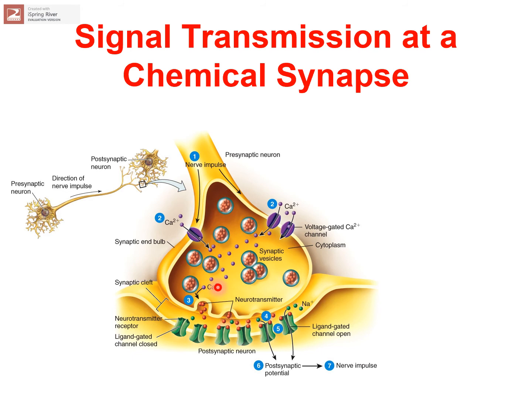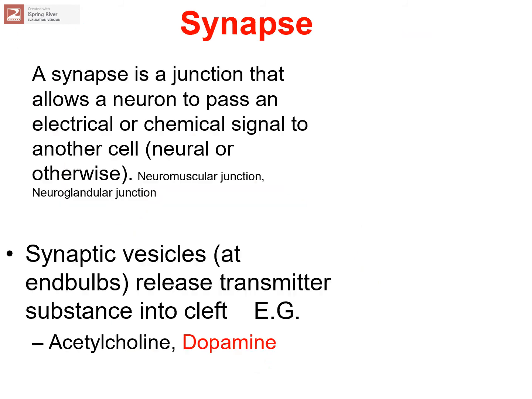Okay, a good example of a chemical synapse is acetylcholine. Acetylcholine is the neurotransmitter in the neuromuscular junction that we looked at. A synapse itself is any junction that allows a neuron to pass an electrical or a chemical signal.